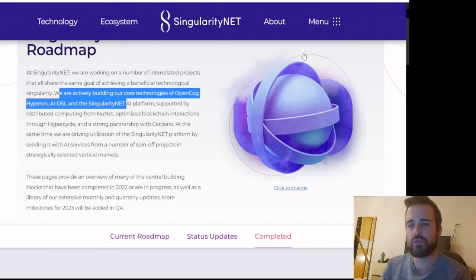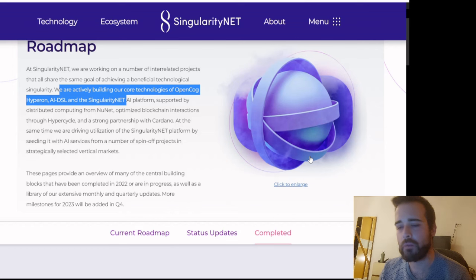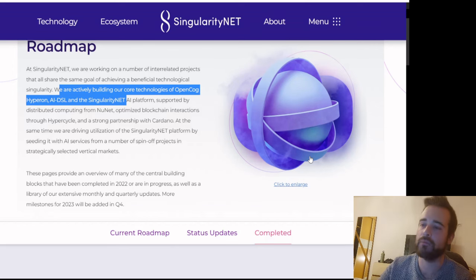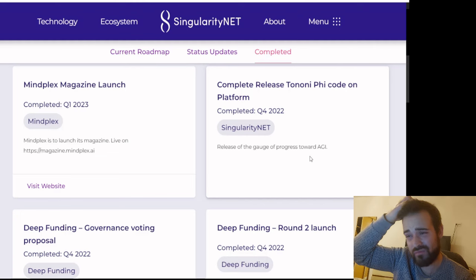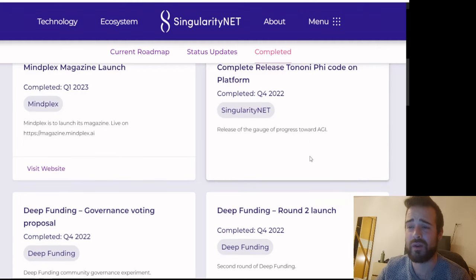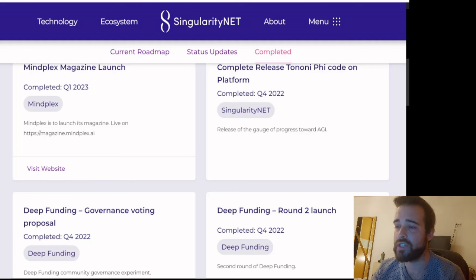So diving deeper into the roadmap, I think it is important to check both what is missing and what has been completed already by the team. And we'll start with the completion. There are so many milestones achieved here by SingularityNET and by their team, and that's very impressive, I would say. I will not go through all of them because it would take a lot of time, but I'll go through some of the most important ones.